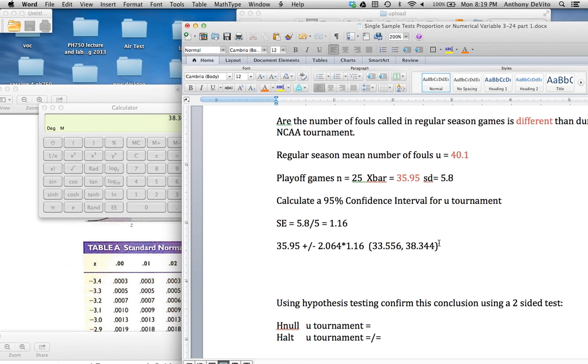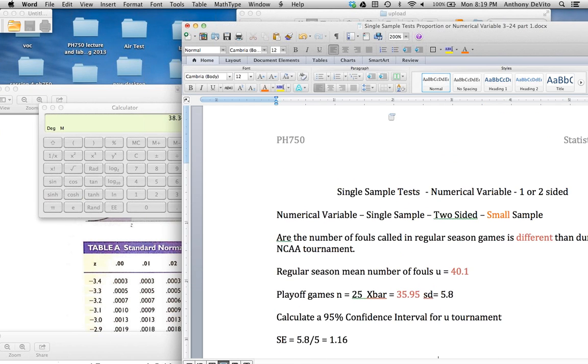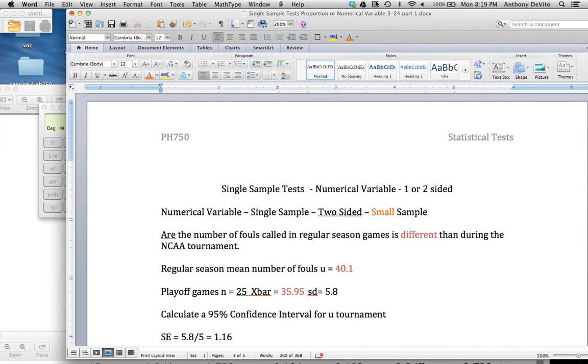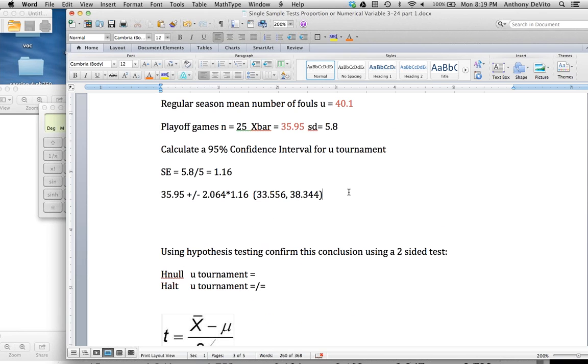Okay, so now let's compare that to what it is during the regular season. And during the regular season, it was 40.1. So 40.1, the regular season average, is outside of my confidence interval for the tournament, right? So I can say that those two means are different with 95% confidence, 5% chance of being wrong.